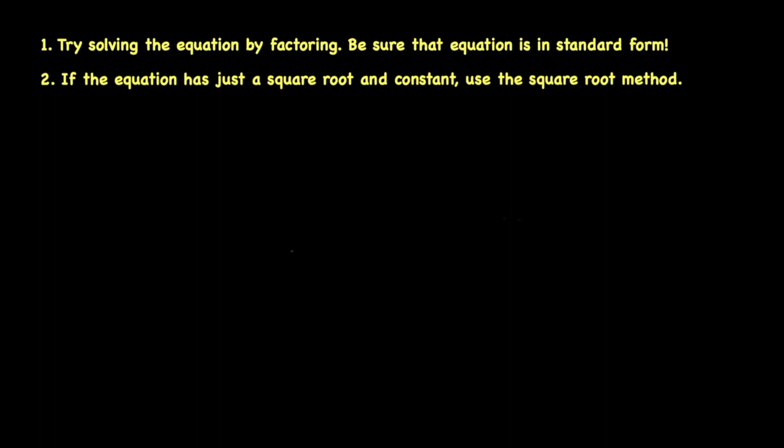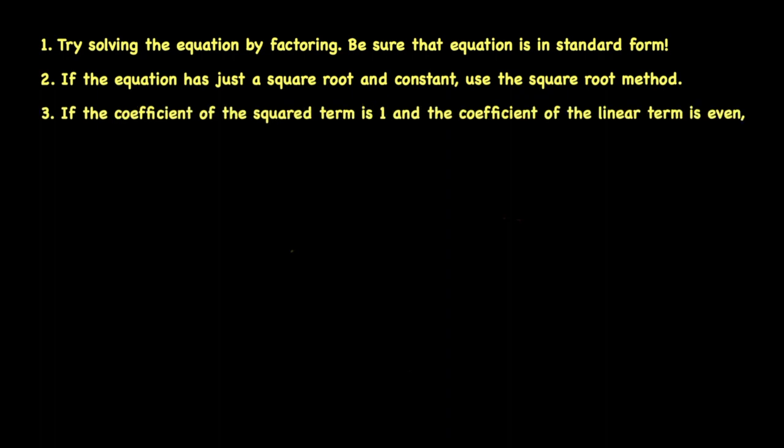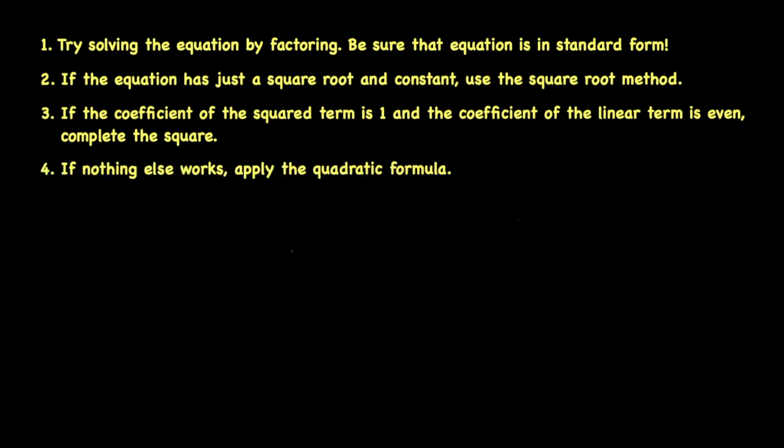If factoring or taking the square root is not possible, check to see if the coefficient of the squared term is 1 and the coefficient of the linear or middle term is even. If so, completing the square is a good method to use. Finally, if nothing else is working for you, resort to applying the quadratic formula, which will be discussed in our next 2 videos. The quadratic formula works for any quadratic equation.